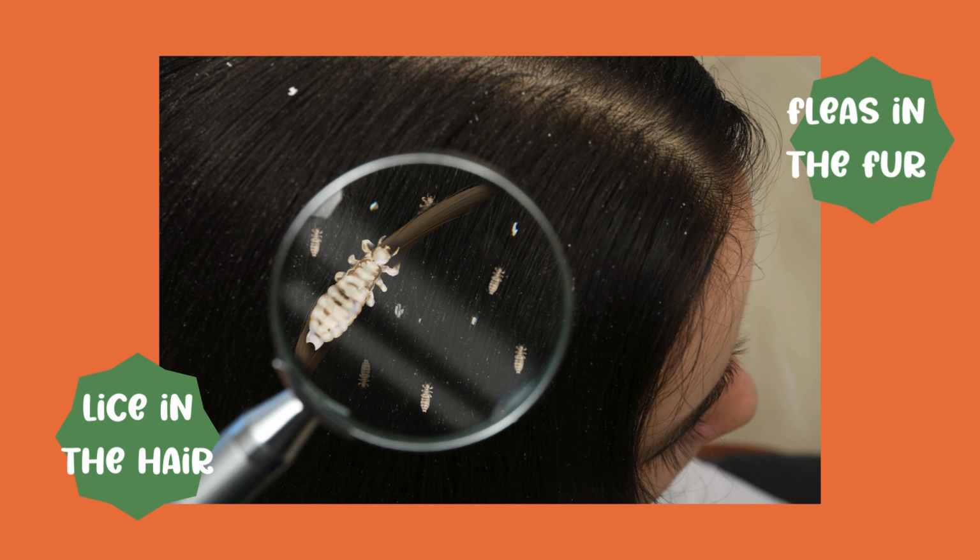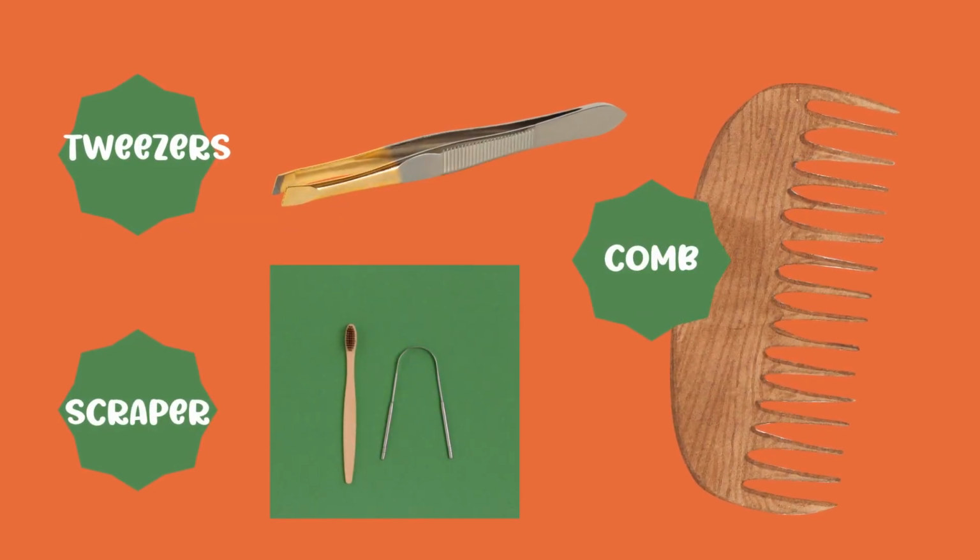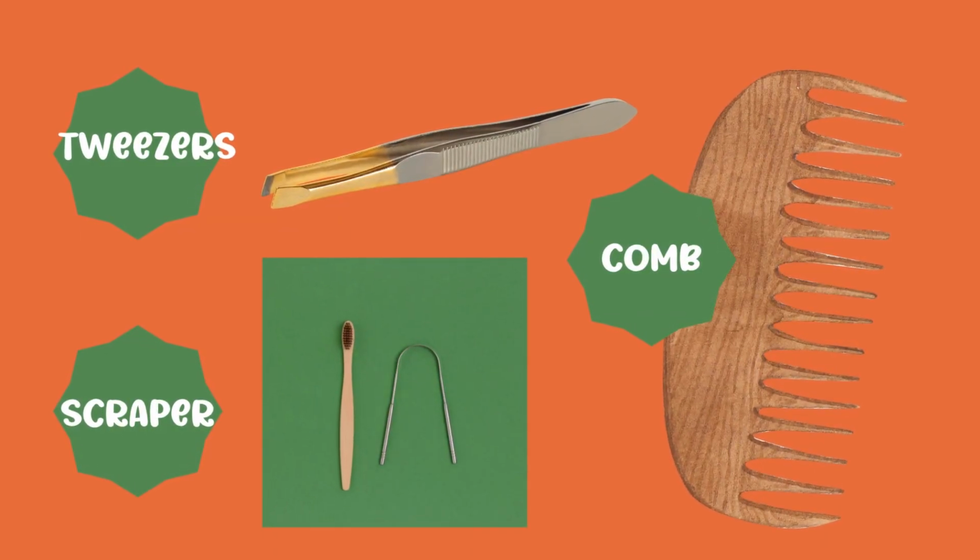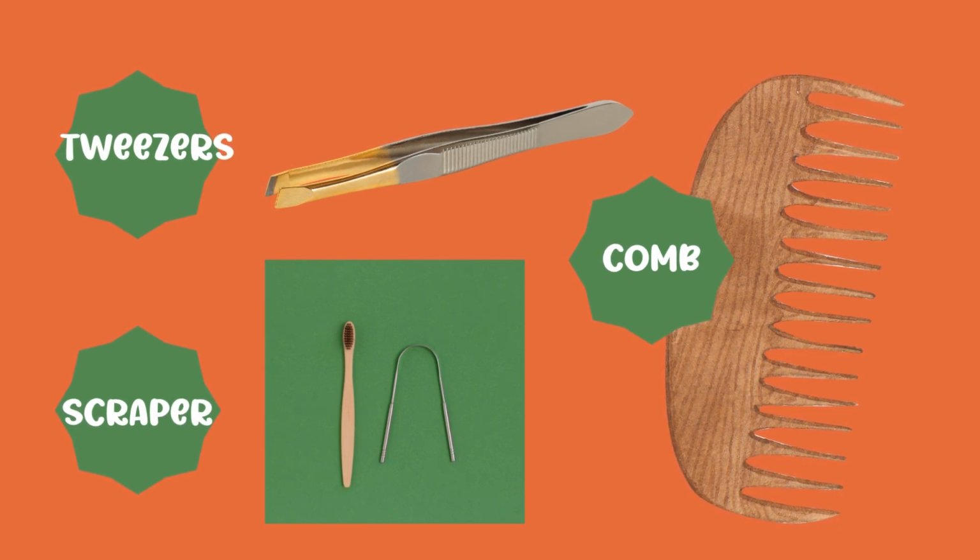have their hair infested with lice. Also, if you have animals like even your dog, they can have fleas in the fur. And to get rid of them, even back then, people would use some sort of tweezers. They would use a comb, and they would also use a scraper to get rid of, you name it. A scraper is in the picture next to the brush.